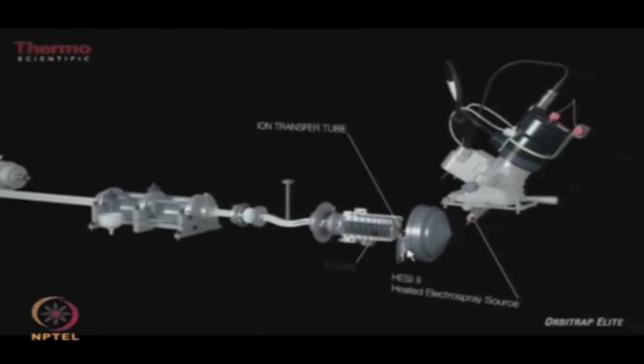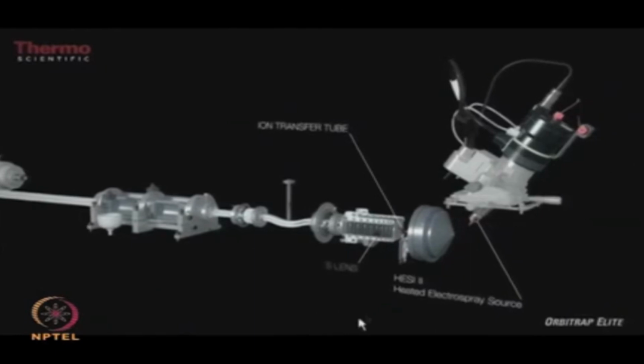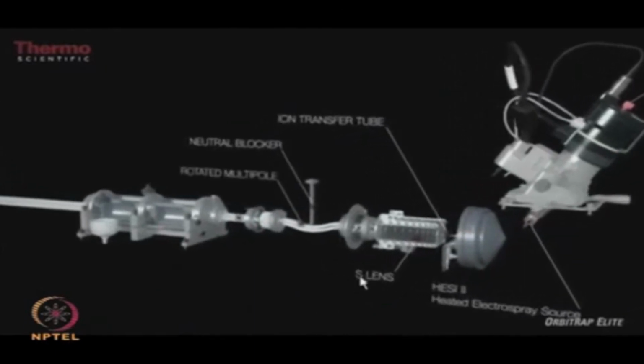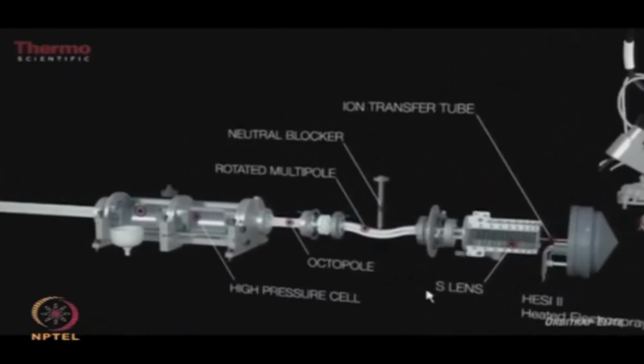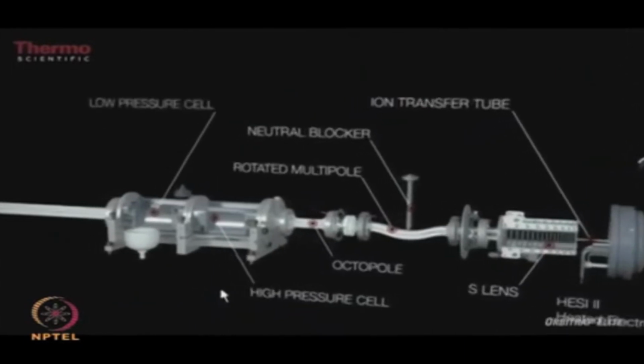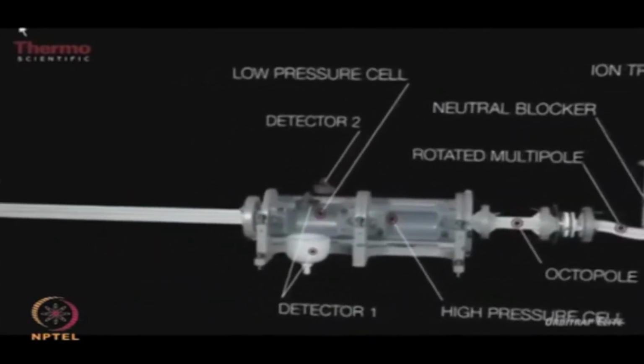Then you have the transfer optics, and we have the S-lens, which is the newest generation of transfer optics. After the transfer optics we have the transfer tubes, and the neutral blockers, which block the neutrals coming from the source. Then we have the octapole, and then the ion trap. In the ion trap we have two regions: one is a high pressure cell, and the other a low pressure cell.